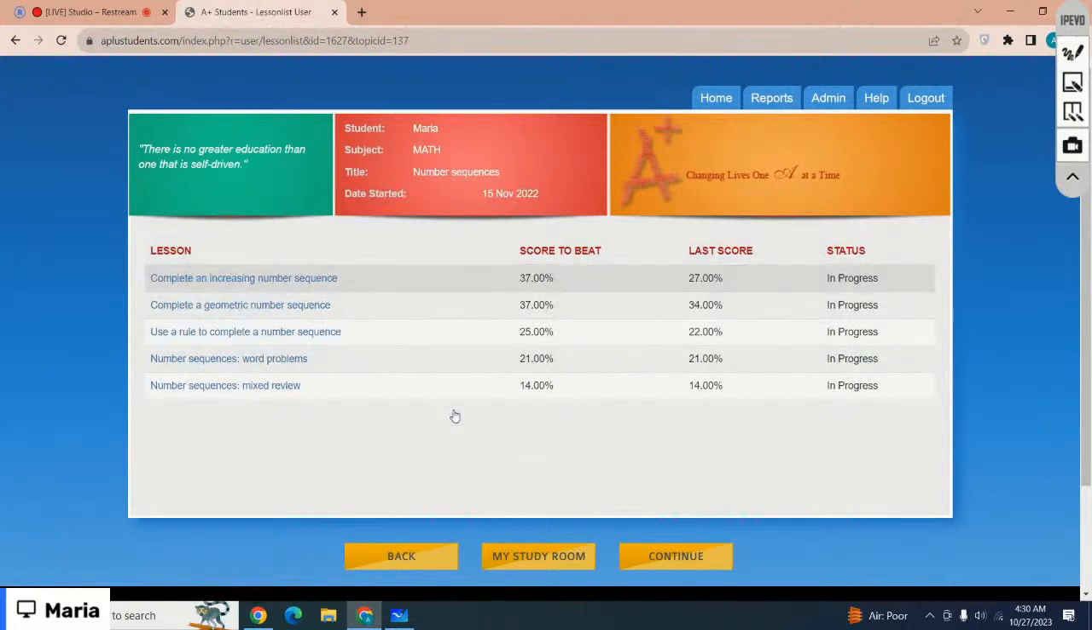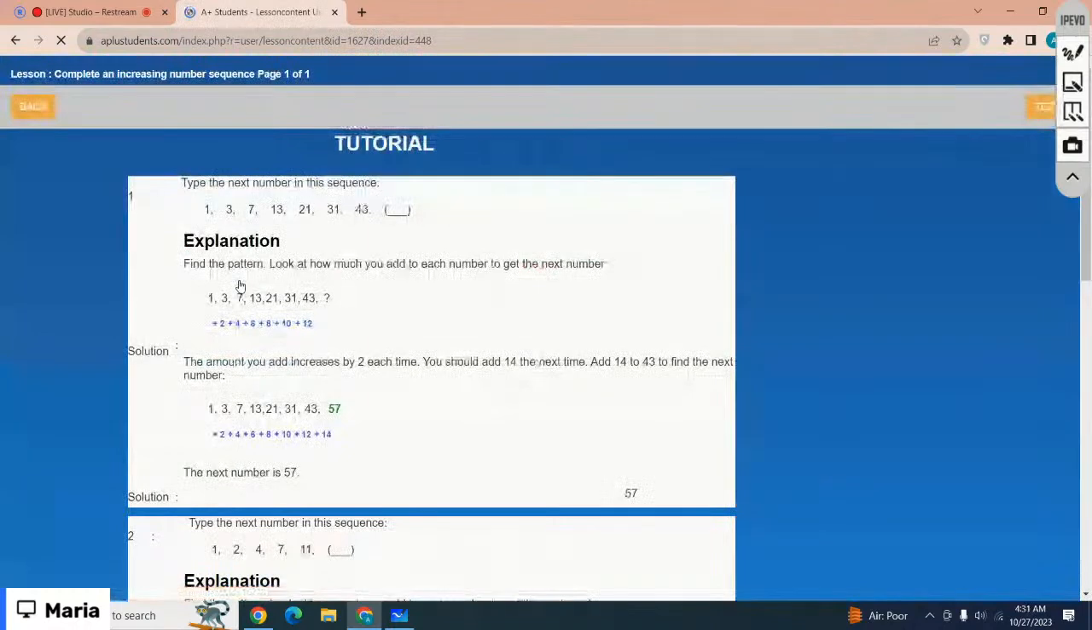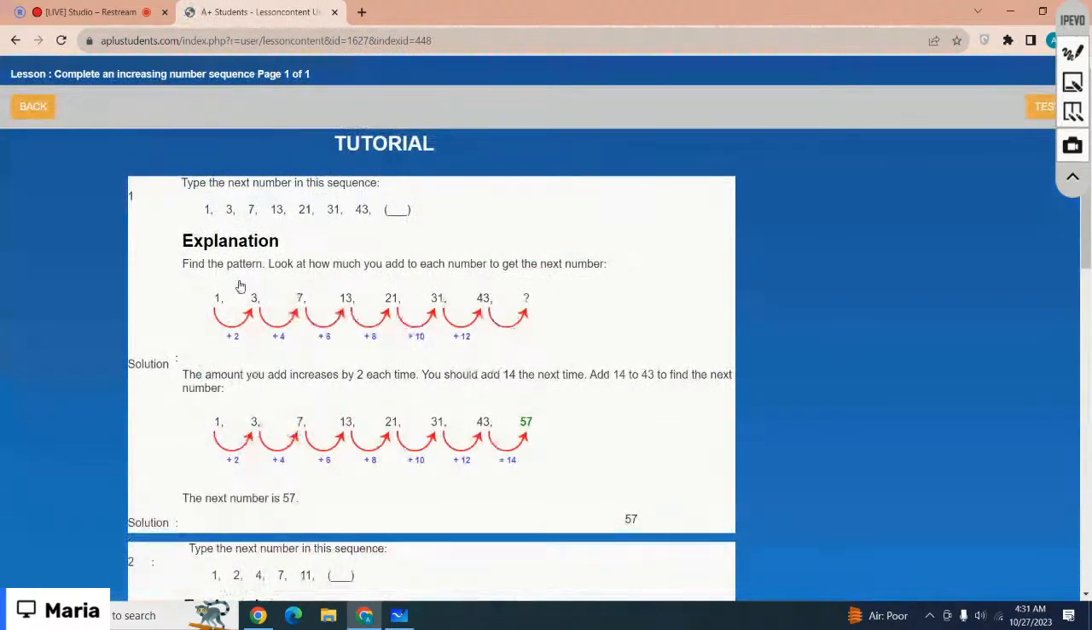Complete an increasing number sequence. So that means the sequence is increasing, you have to complete the sequence, right? Type the next number in the sequence. You have to calculate the next number. First, you need to understand the pattern and how the pattern is going.